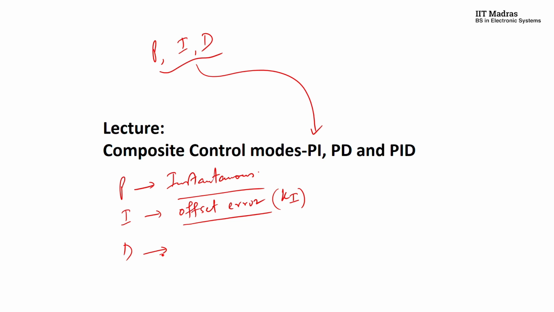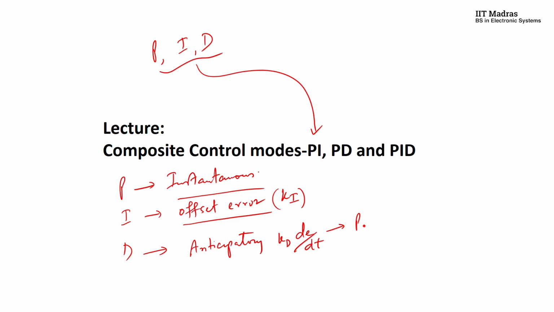And what about the derivative controller? The primary advantage we get is that it is anticipatory. That means we are calculating d by dt, the rate of change of error. And if the error curve is not noisy, then the derivative control helps to correct the control output with a foresight of Kd into d by dt. So this will be equivalent to the control output P.